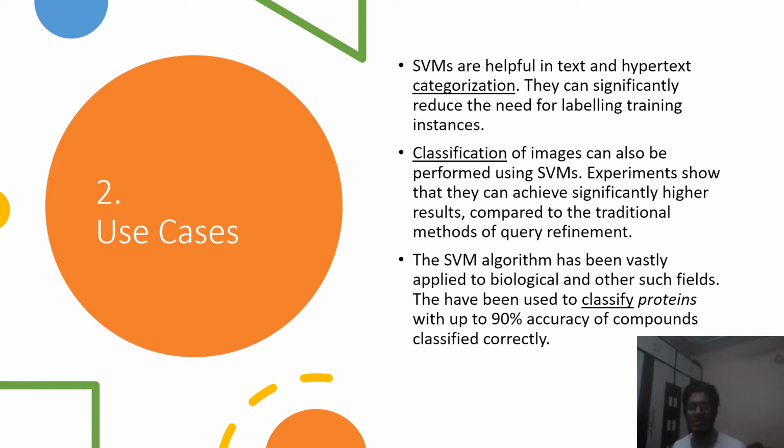The good thing about SVMs is they are very good in categorization, therefore significantly reducing the need for labeling training instances for other machine learning models.